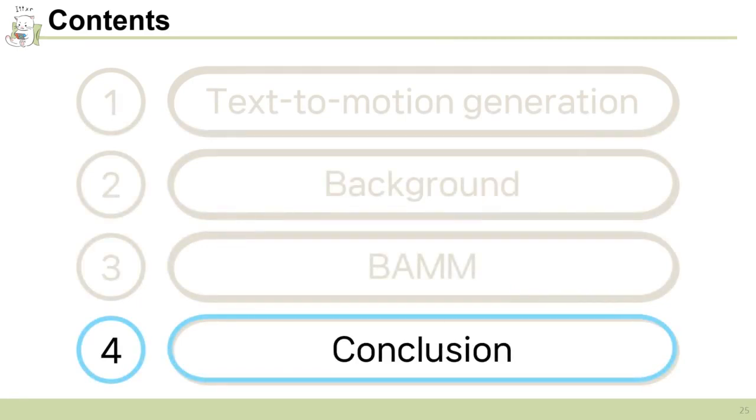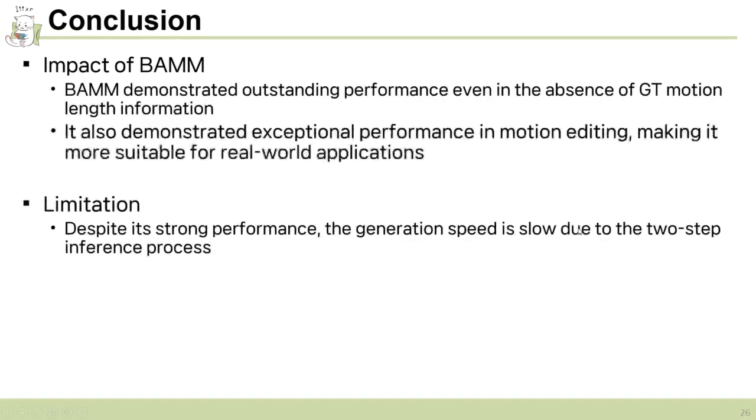To conclude, let's recap the contributions and limitations of BAMM. To summarize, BAMM offers several key contributions. It achieves outstanding performance even in the absence of ground truth motion length information. Its motion editing capabilities set a new standard, making it highly adaptable to practical applications. However, one limitation is its relatively slow inference speed due to the two-step process involving autoregressive generation and bidirectional refinement.